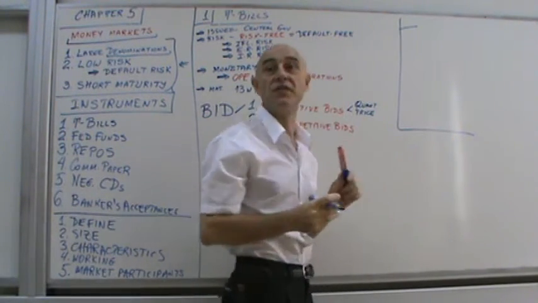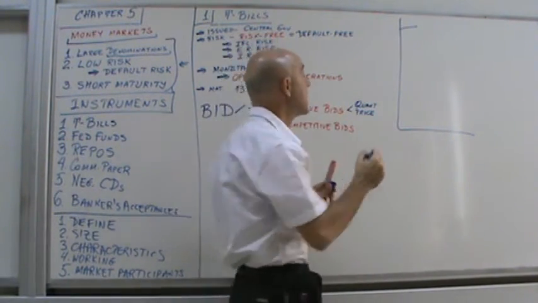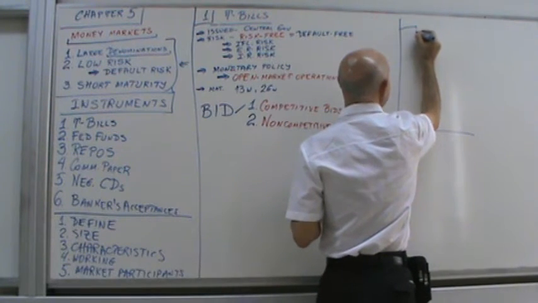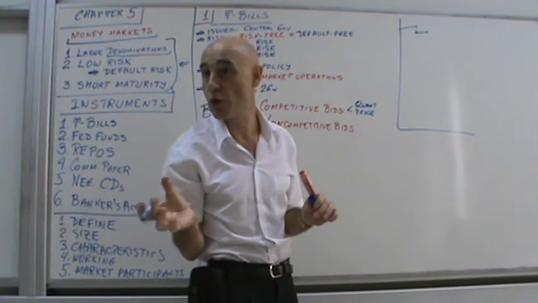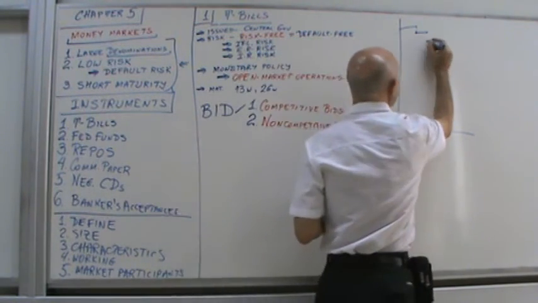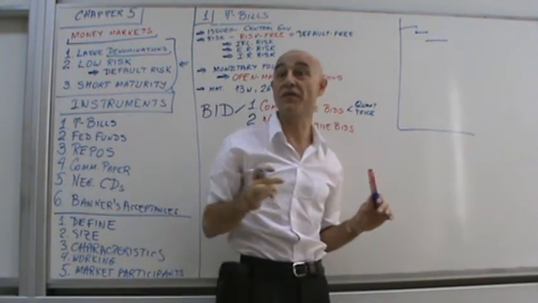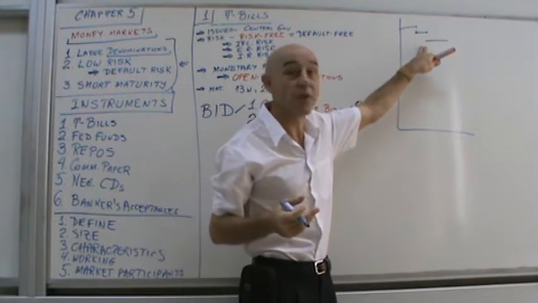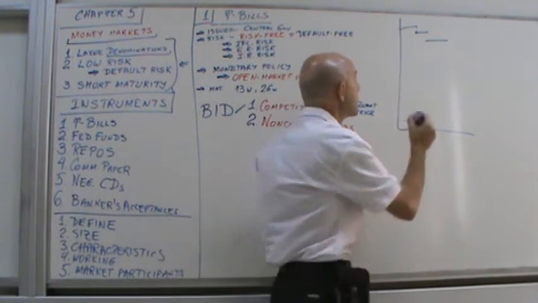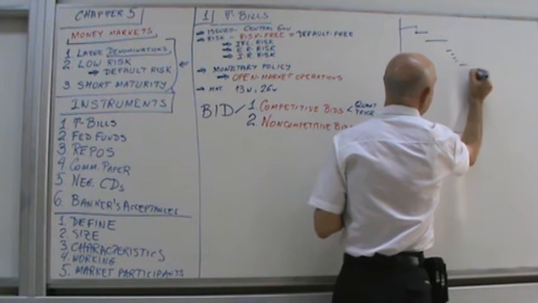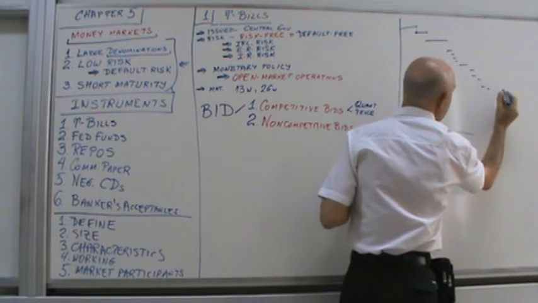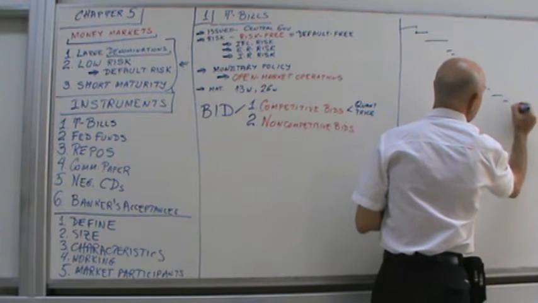Somebody offered a very high price, they will get it. The next person will offer the next price, and they will get whatever quantity they want. The third person will offer a lower price, very high quantity. Then a few more people offering, okay? So it keeps going.